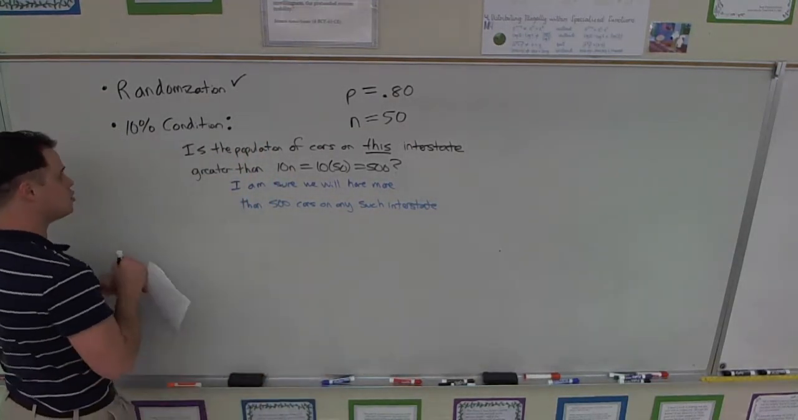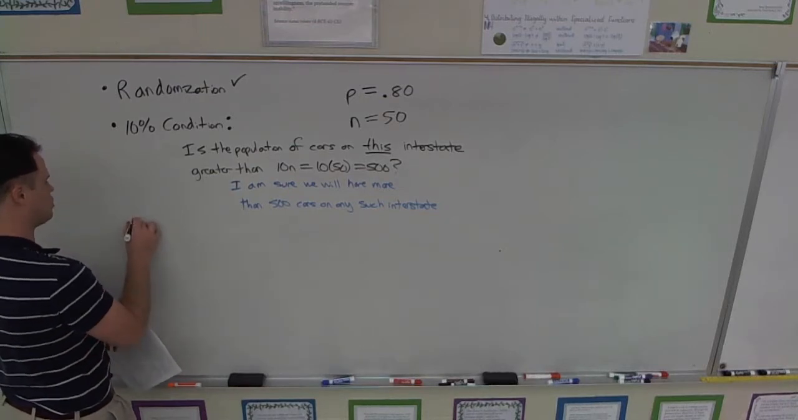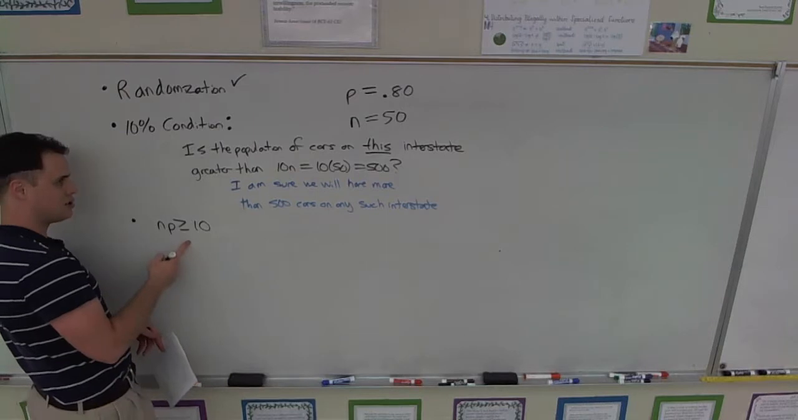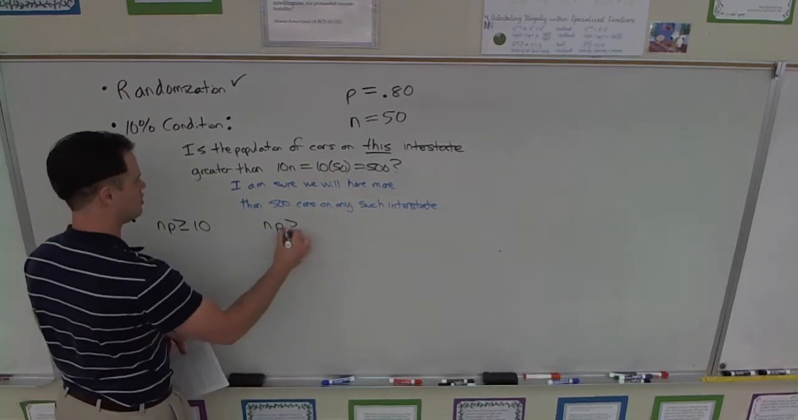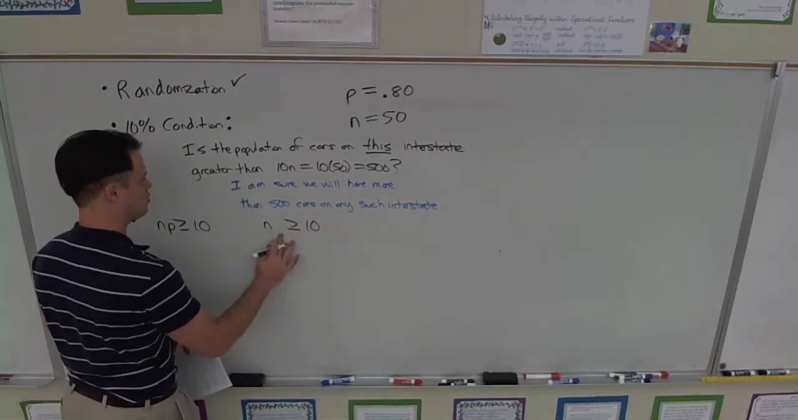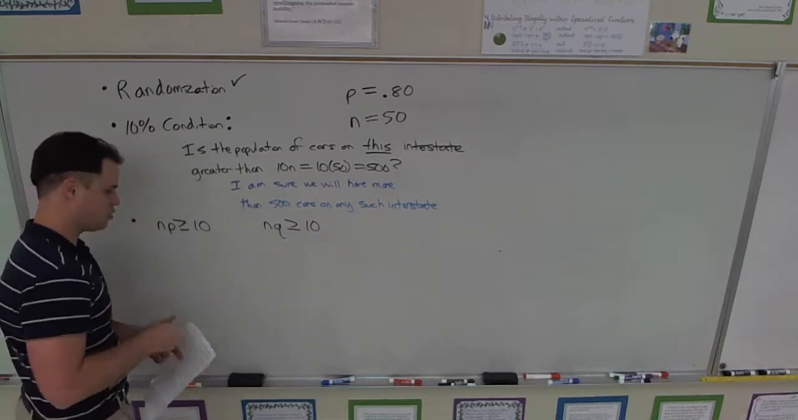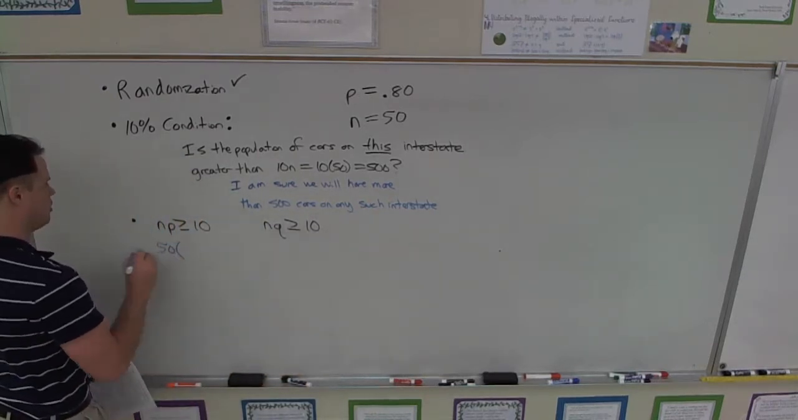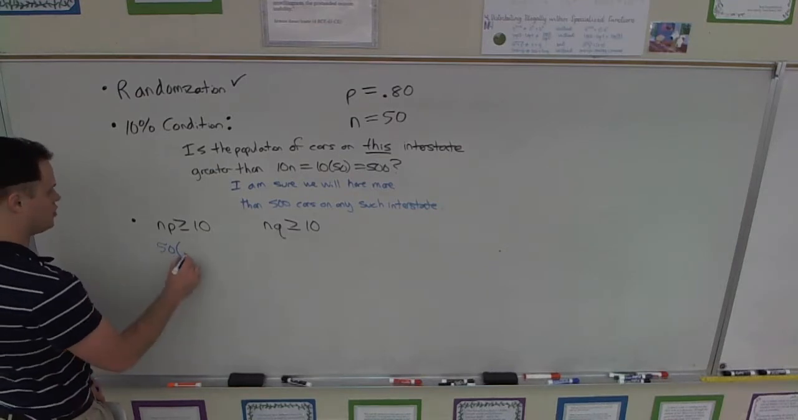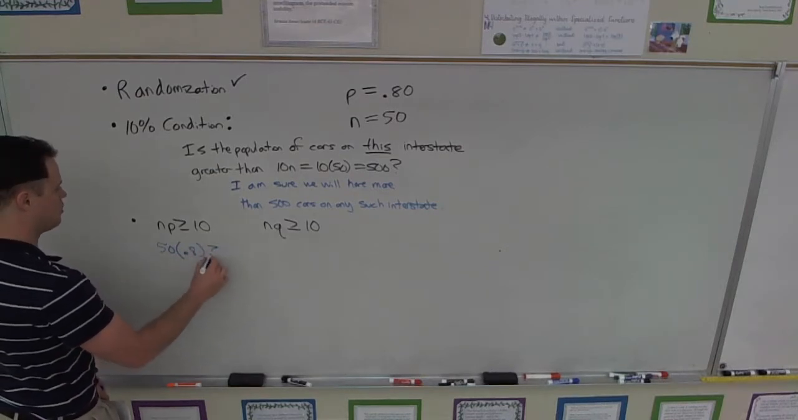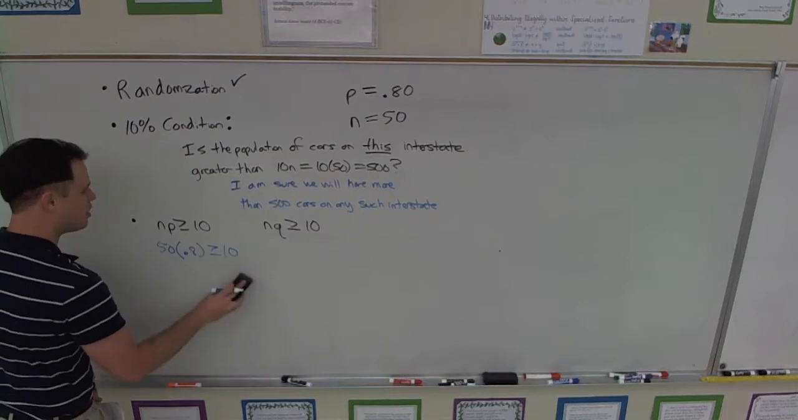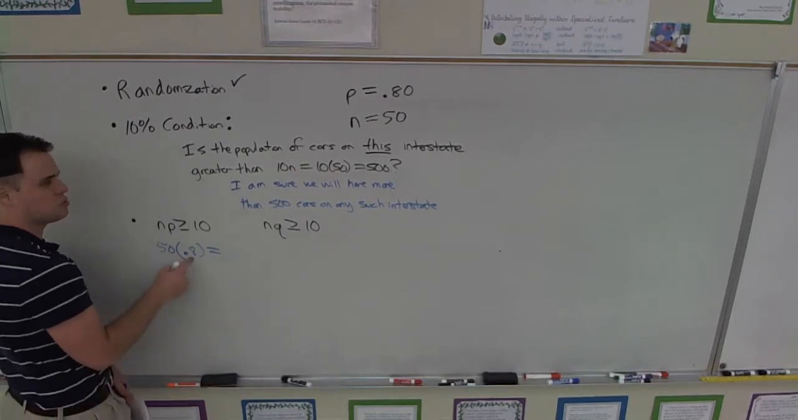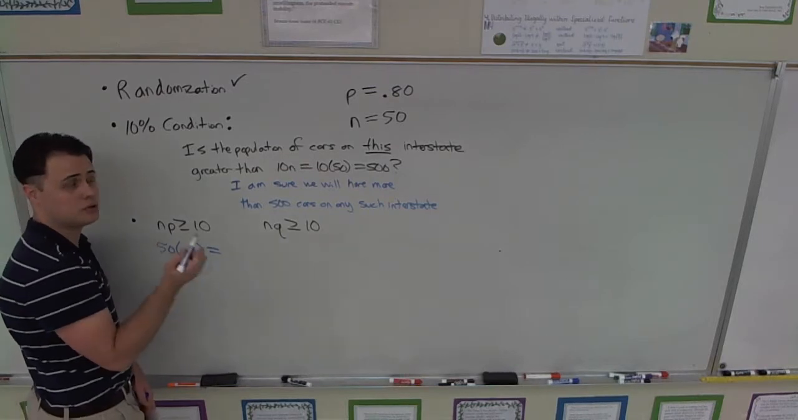The other thing we need to do to ensure that we can use the normal model is, of course, check the success or failure condition. We need to see 10 successes, and then we also need to see at least 10 failures. So write those numbers out. So n was, we were looking at 50 cars at a time. The proportion of cars that sped was 80%. So is that greater than 10? You know what, I'm not sure, so I'm not going to write it like that. I'm going to say, what is 50 times 0.8? I'll use my calculator if I have to, but this time it's easy.